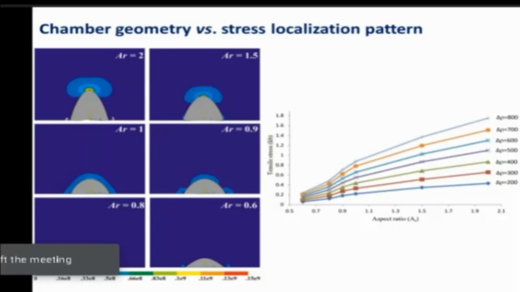So these are the results. All the results are almost monotonic in their qualitative framework. You can see that for a particular density contrast, with increasing aspect ratio, the localization or development of tensile stress at its tip increases. The aspect ratio means the vertical extent of the magma chamber.